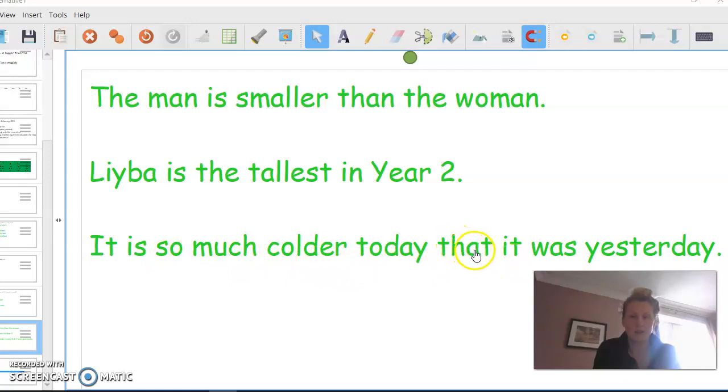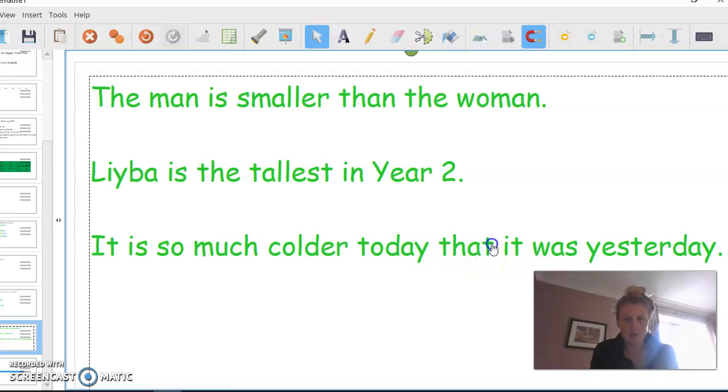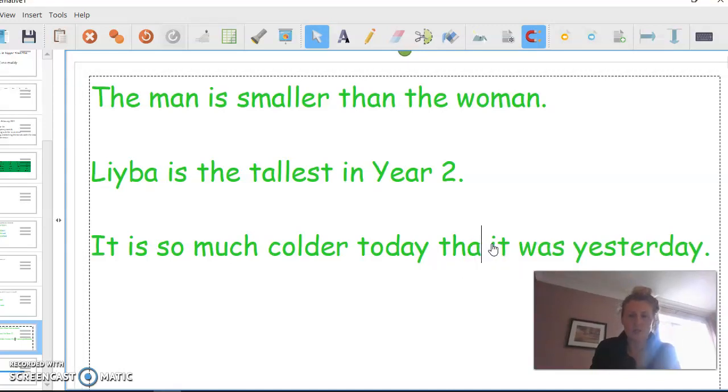Mrs. Cockham's made a mistake here. Look, it is so much colder today than it was yesterday. Does this word here make sense in this sentence? No, it doesn't, does it? What do we think we need to change it to? Well done.